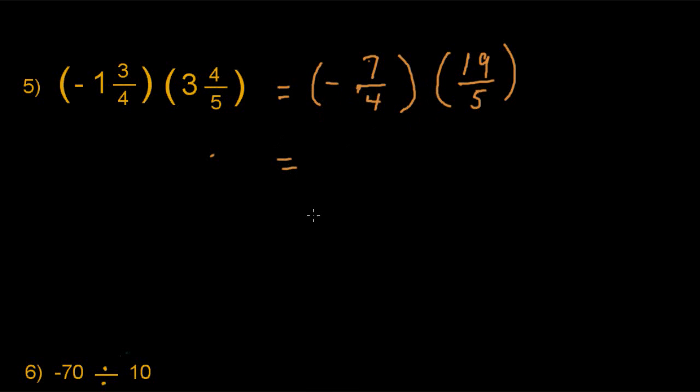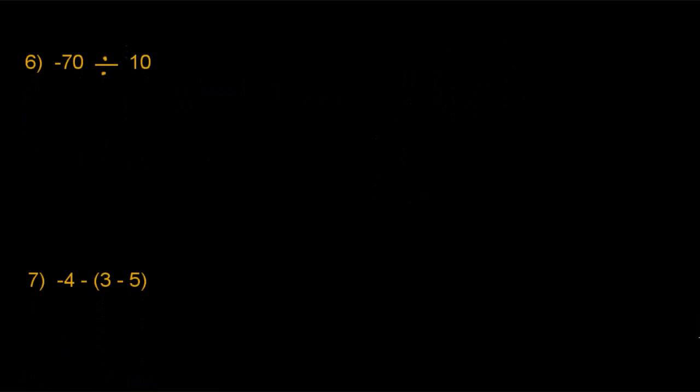And then we have a positive times a negative, different sign, so we're going to get a negative product and multiply the numerators together, and I believe you get 133. 7 times 19 is 133, and 4 times 5 is 20. And we can just leave our answer as an improper fraction. The next problem is a division, and we can just use what we know about multiplication. We're going to get a negative number because we have different signs, and 70 divided by 10 is 7. So the answer is simply equal to negative 7.